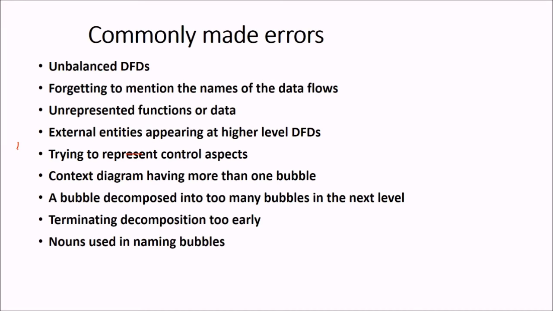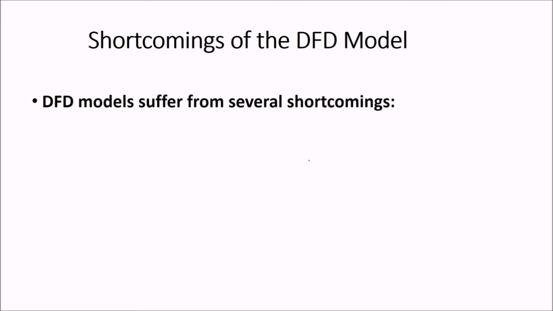First of all, unbalanced DFDs. Forgetting to mention the names of the data flows, it has to be there, and unrepresented functions or data. Also, external entities appearing in the level 0 context diagram or high level DFDs. Trying to represent the control aspect which is not even required. Context diagram having more than one bubble, only one bubble is allowed. And a bubble decomposed into too many bubbles in the next level, more than 7, or terminating decomposition too early, that means less than 3. And nouns used in naming the bubbles. Bubbles are only composed of functions, which only a verb can represent, only verb.